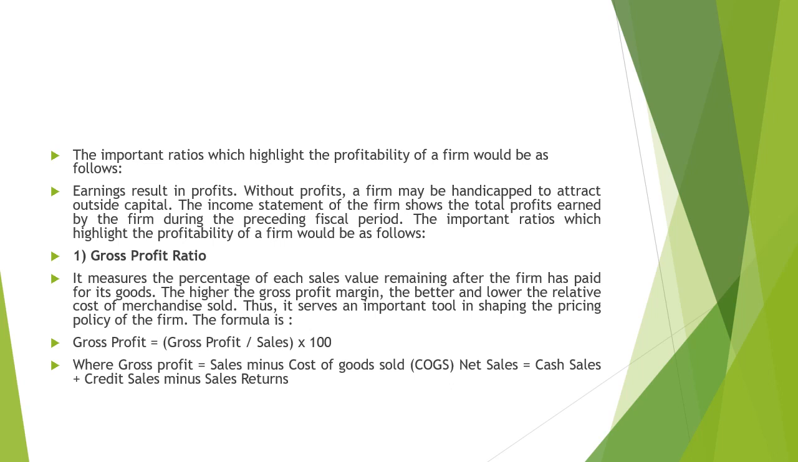So what is the formula? Gross profit ratio equals gross profit divided by sales into 100, where gross profit means sales minus cost of goods sold, and net sales means cash sales plus credit sales, and if there is any sales return, you have to subtract it. So our gross profit ratio should be higher. If we have a higher gross profit margin, that is better for the company.